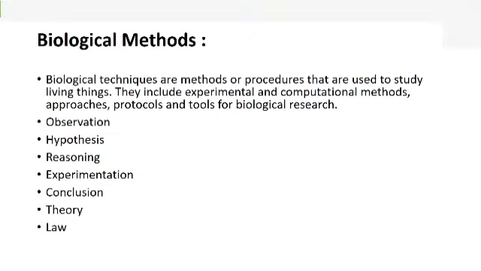What is the biological method? The scientific method by which biological problems are solved is called the biological method. You can say it is a technique or a procedure that is used to study living organisms. It includes experimental and computational approaches, protocols and tools for biological research. So a biologist takes the following steps to solve a biological problem: observation, hypothesis, reasoning, experimentation, conclusion, theory and law.